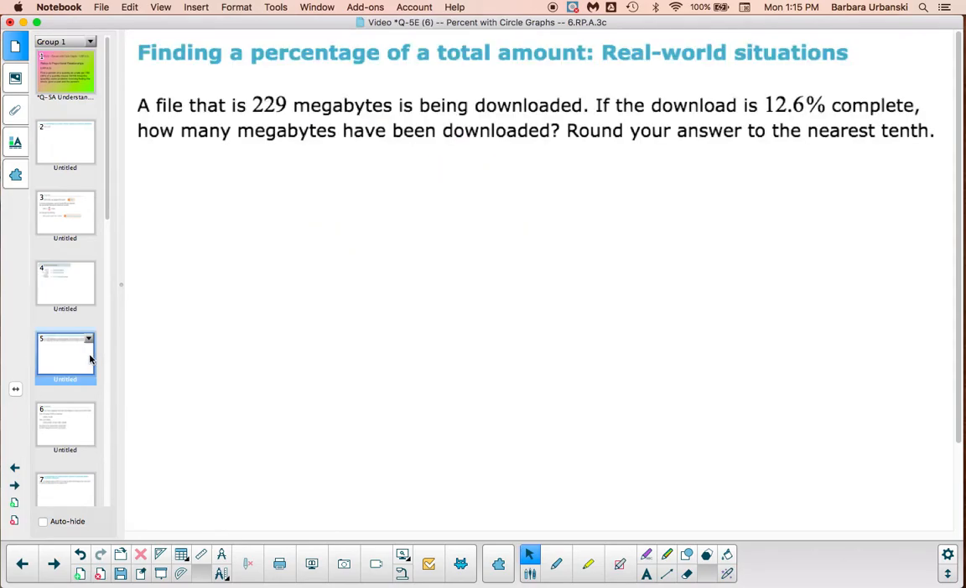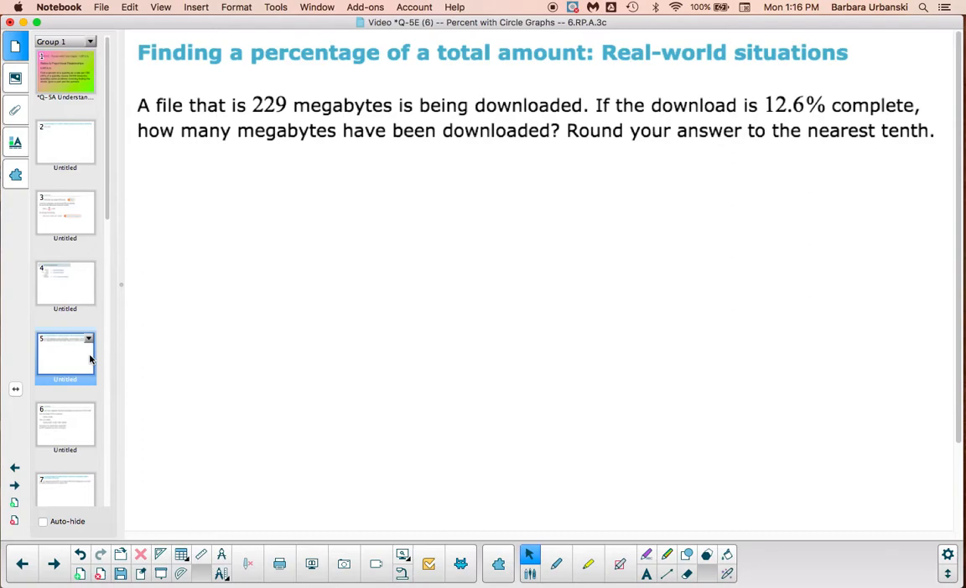Next, we're going to look at another real world situation, just because they're putting it in a business world. They're saying a file that is 229 megabytes is being downloaded. If the download is 12.6% complete, how many megabytes have been downloaded? They want you to round your answer to the nearest tenth. Tenth means one place value to the right of the decimal.